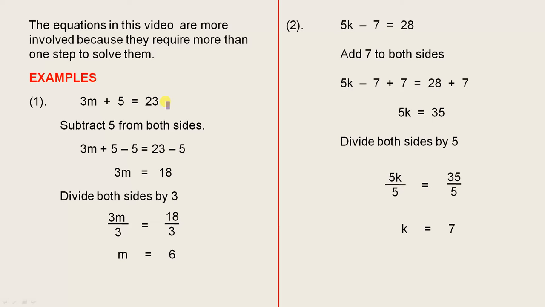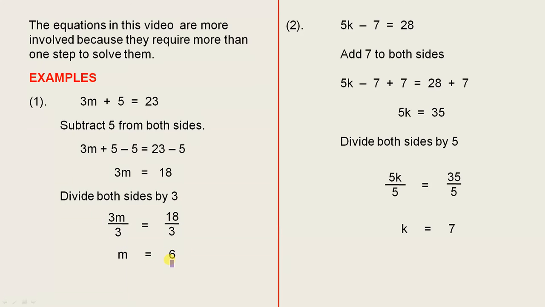Number 1, 3m plus 5 equals 23. Because that's a plus 5, we subtract 5 from both sides, because subtraction is the opposite operation of addition. So we subtract 5 from both sides. We've done that here. The 5's cancel, so we have 3m on the left-hand side, and 23 minus 5 equals 18. Because that is multiplication, we divide both sides by 3, which takes us to this line. The 3's cancel to give us m, and that works out to be 6.